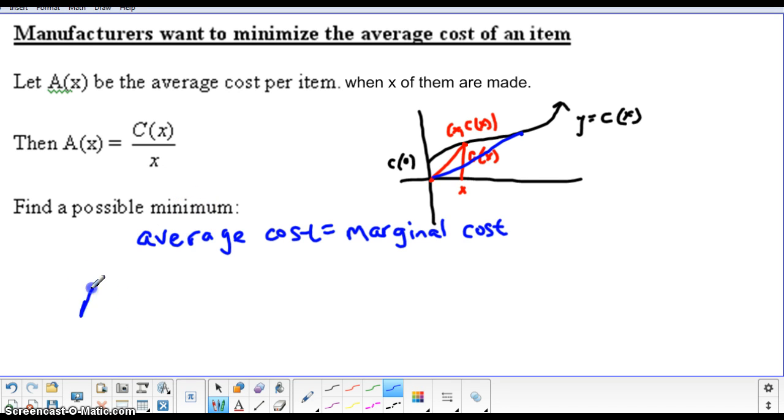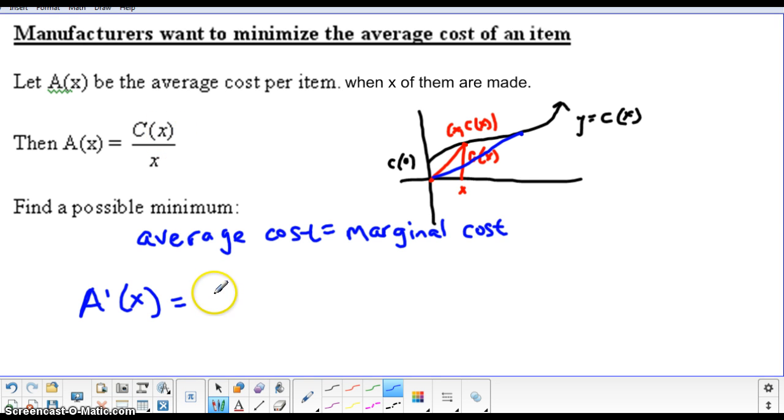We want to find the minimum of average cost. So let's take the derivative. And we'll have to use the quotient rule because we have a cost function divided by x. So if u is my cost function, remember our quotient rule is the derivative of u times v minus u times the derivative of v, over v squared.